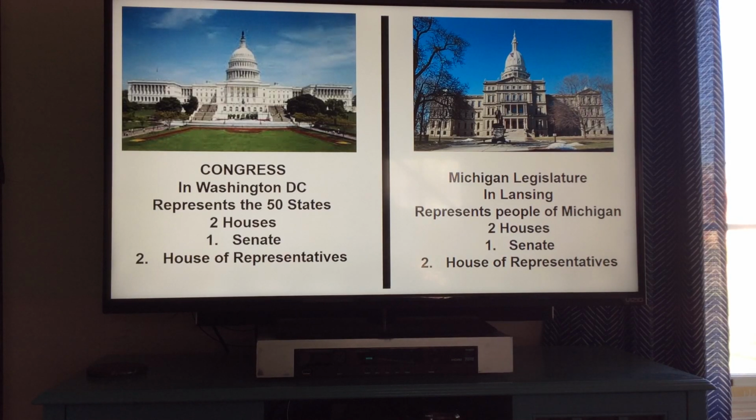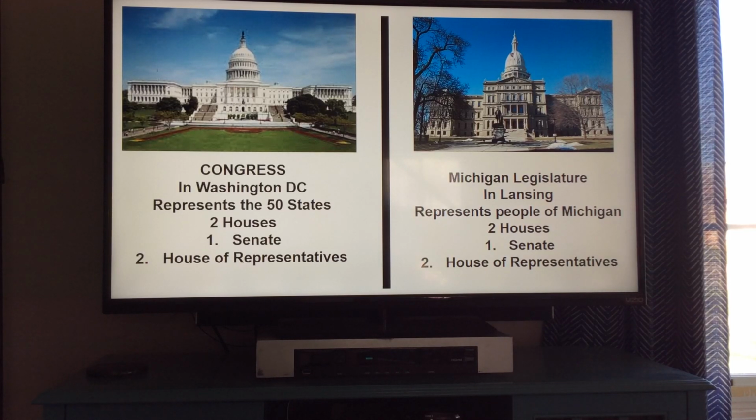The first thing to know is that when we talk about the legislative branch, in some ways we could talk about two legislative branches, because there's both a federal legislative branch and a state legislative branch. The state government is basically a representation of the federal government, or at least it is in Michigan. We only call Congress the legislature in Washington, D.C., that governs for the whole country. Congress in Washington, D.C. represents all 50 states. There are two houses of Congress. The first house is the Senate. The second house is the House of Representatives.